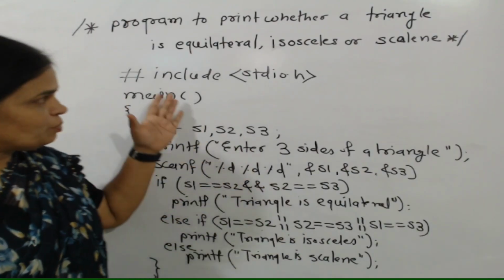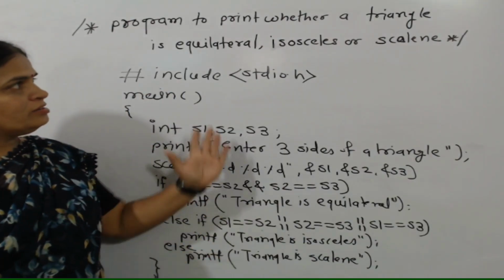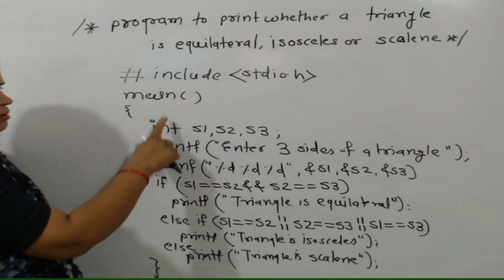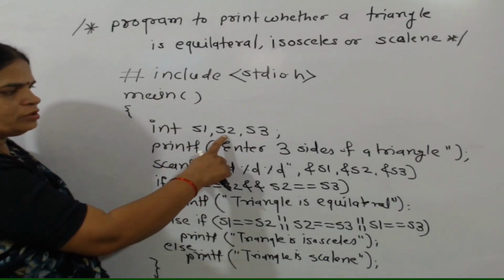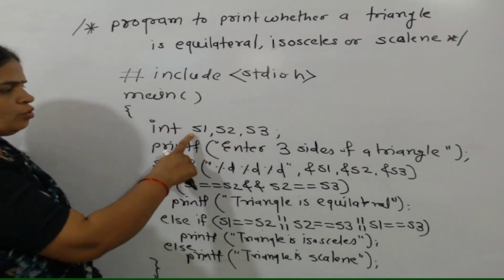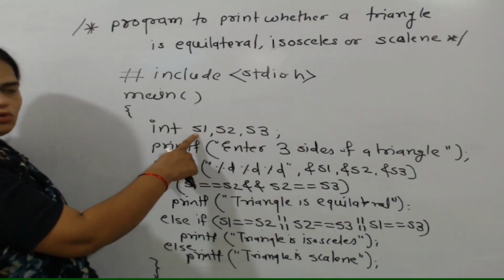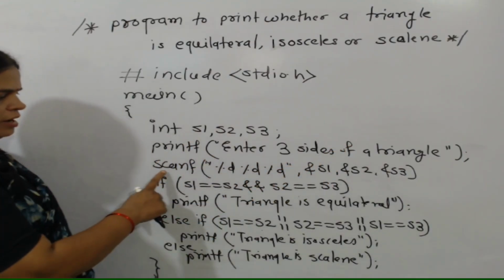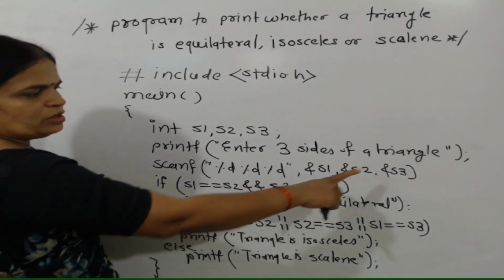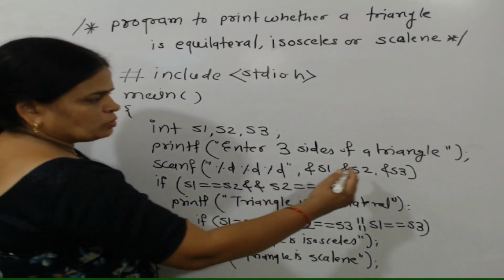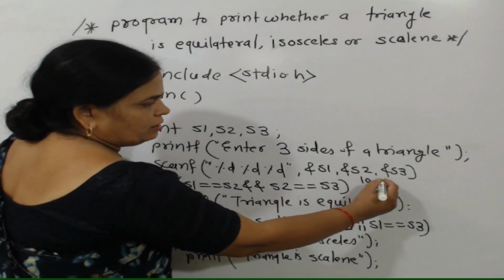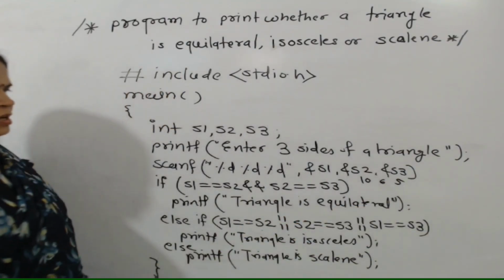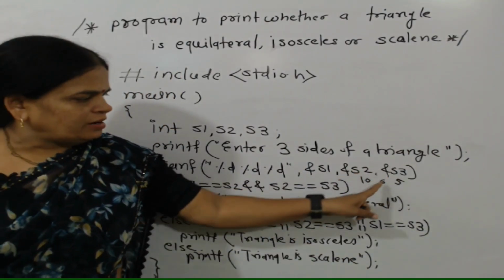So see, this is the program to print whether a triangle is equilateral, isosceles or scalene. Of course I will require three variables for the three sides of the triangle. S1, S2, S3 are the three sides. Firstly a message will be displayed, enter three sides of a triangle. With this scanf, S1, S2, S3 will be inputted. Suppose I input the values 10, 6 and 5.